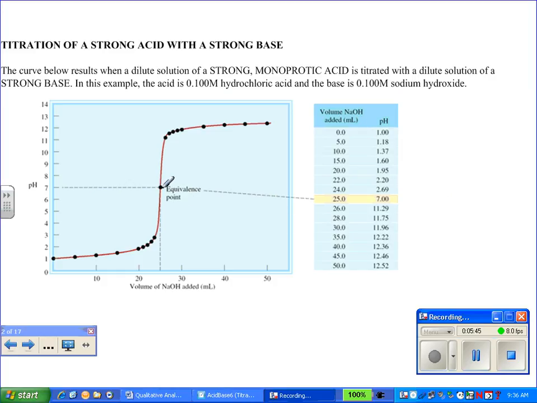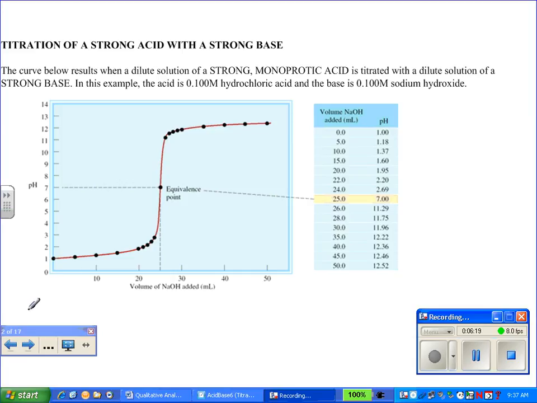This point of the curve, the equivalence point, is actually an inflection point. So it's the point where the curve changes from increasing to decreasing. When we're studying these graphs, in order to find the equivalence point, we need to take the halfway point of the steep part of the curve. So we look at the steep part of the curve, and the halfway point is where the equivalence point is, which in this case is a pH of 7.